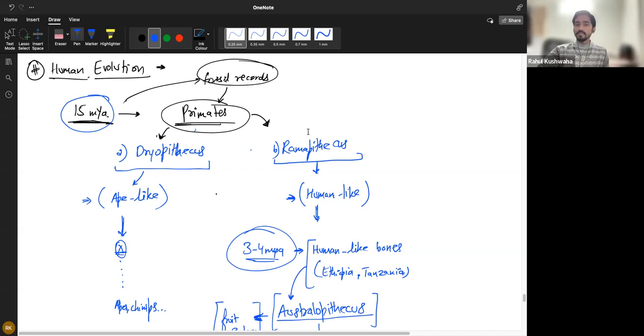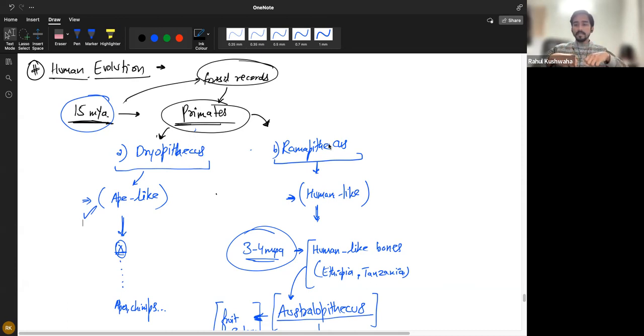The primates diverged into two branches, Dryopithecus and Ramapithecus. Dryopithecus were more ape-like, so we don't follow their ancestry and evolution. You just need to know that they were more ape-like, that's it. Ramapithecus were more human-like. Now, what do I mean by more human-like is bones. If you look at apes and humans, our overall body structure is very much the same, but there are subtle differences in our anatomy and our skeleton.